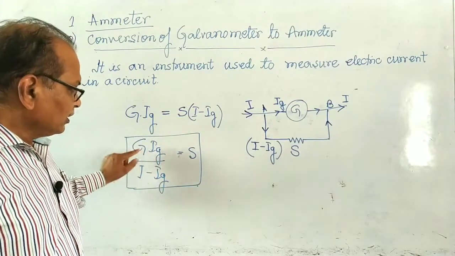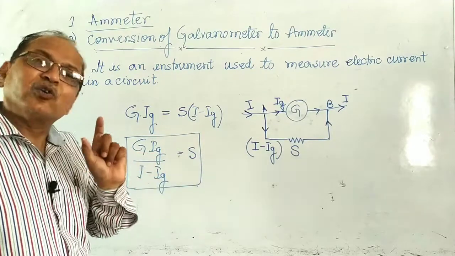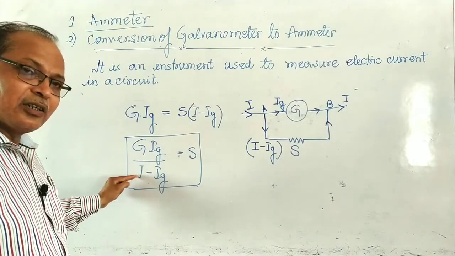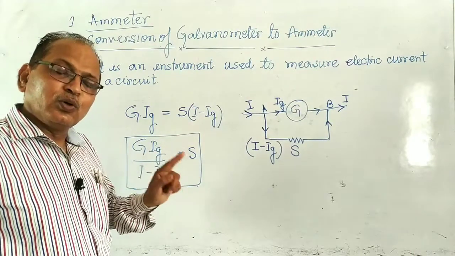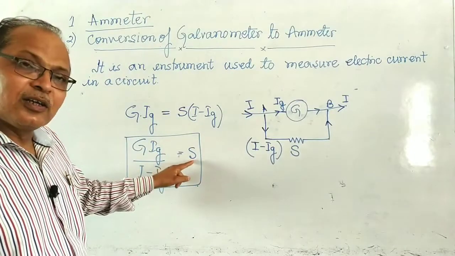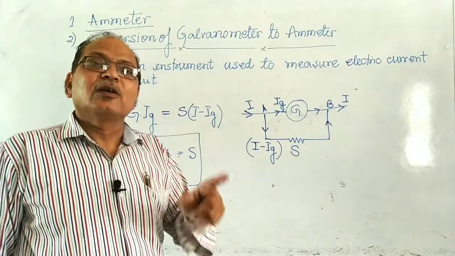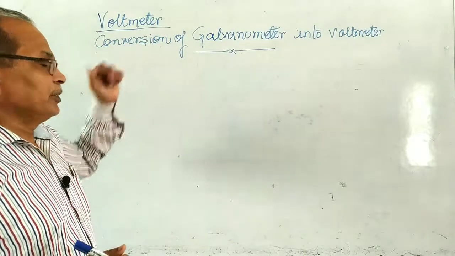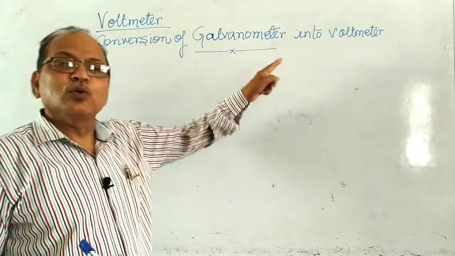So this G and this Ig will remain constant for a particular galvanometer. In order to measure the current I, put the value of I, you get the value of the shunt. So when you connect a resistance in parallel, you can measure the I amount of current, and that galvanometer will be converted into an ammeter. Our next topic is the voltmeter, and later on how you can convert a galvanometer into a voltmeter.